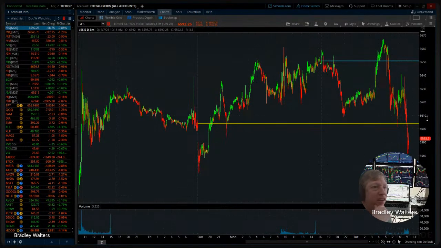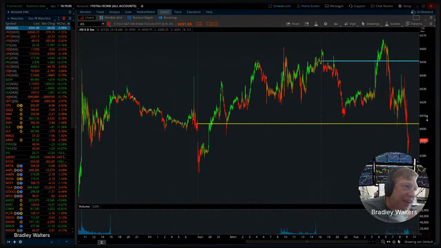Watch this market just continue to bounce higher to completely prove me wrong and show how I have no idea what's going on in this market.